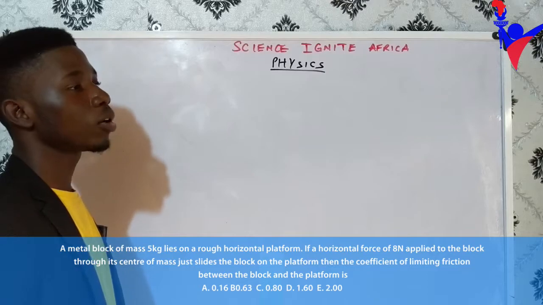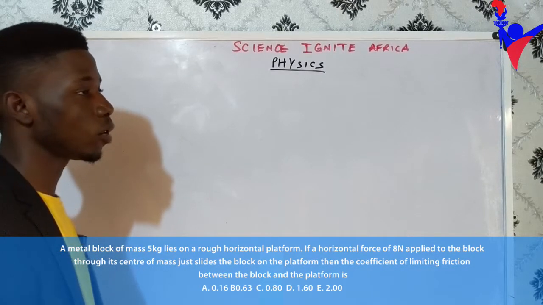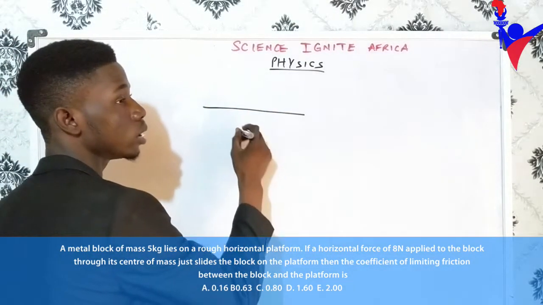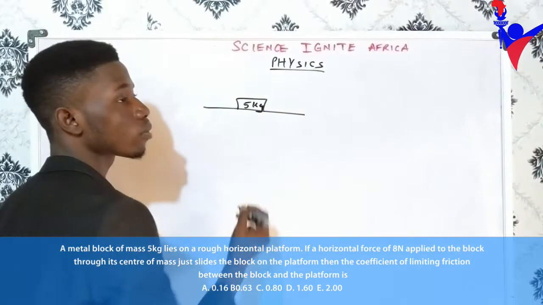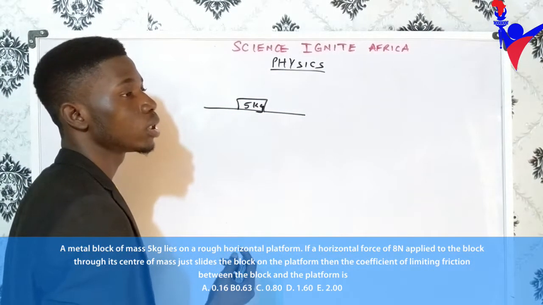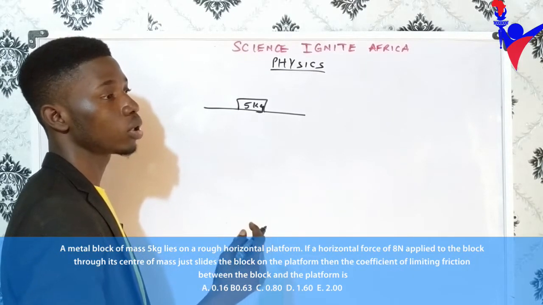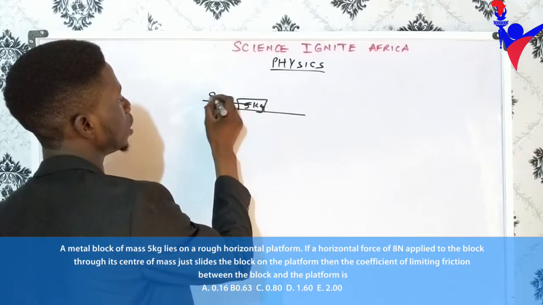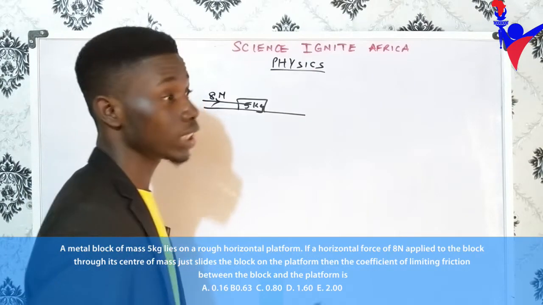The question says a metal block of mass 5 kg lies on a rough horizontal platform. So let's say this is the horizontal platform, and the metal block has mass 5 kg. If a horizontal force of 8 Newton is applied to the block through its center, so a force of 8 Newton was applied through its center, that's like center of mass.